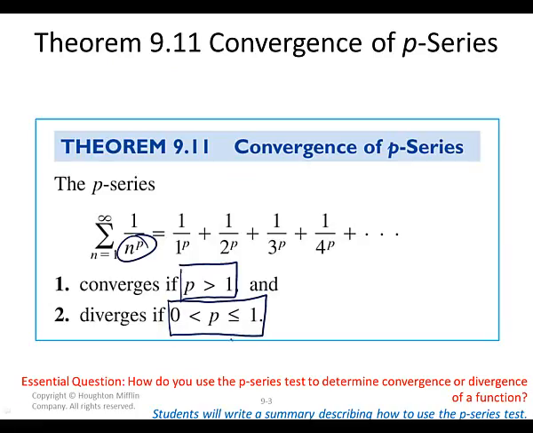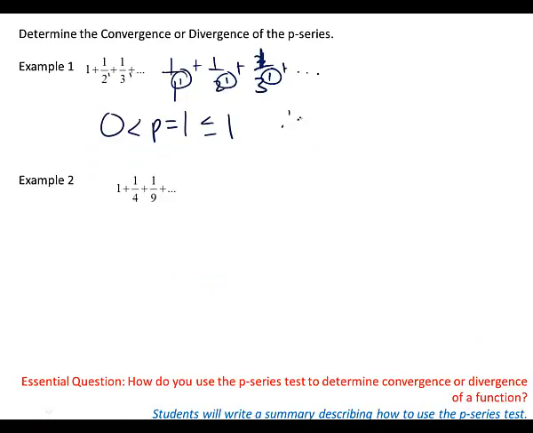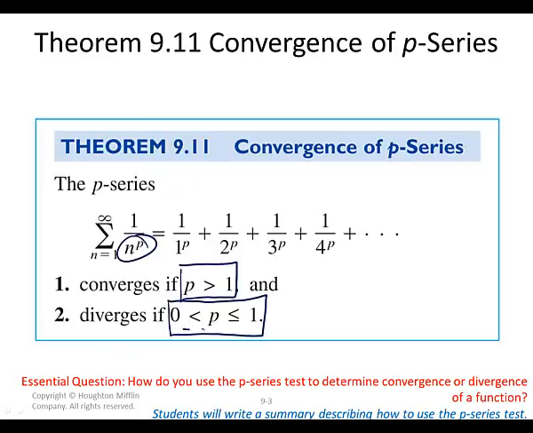What did we just say? Which one does it fit in? Diverges, so therefore that one diverges. The p-value is equal to 1. It fits in here, doesn't it? It's in between 0 and 1. So it has to diverge. That's what the theorem tells us. Okay? There's nothing else to explain.